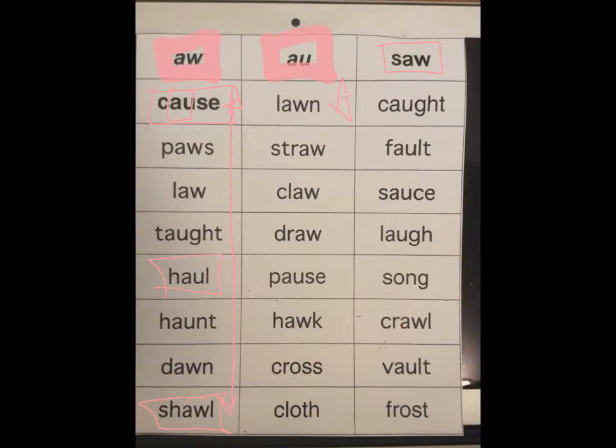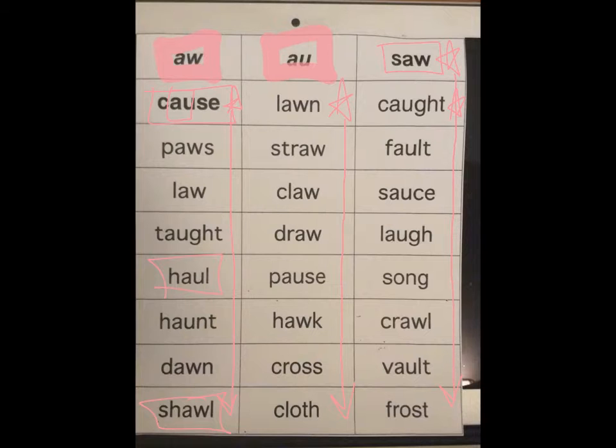In the second column, I have lawn, straw, claw, draw, pause, hawk, cross, and cloth. All of those words, you're hearing the "ah" sound. In our last column, I should start up here: saw, caught, fault, sauce, laugh, song, crawl, vault, and frost.